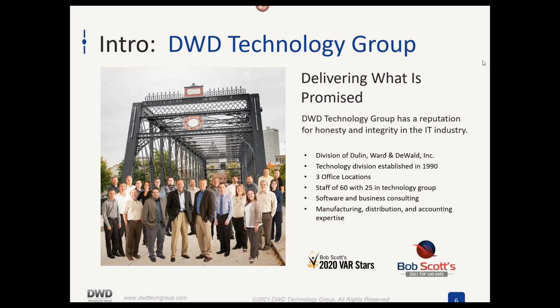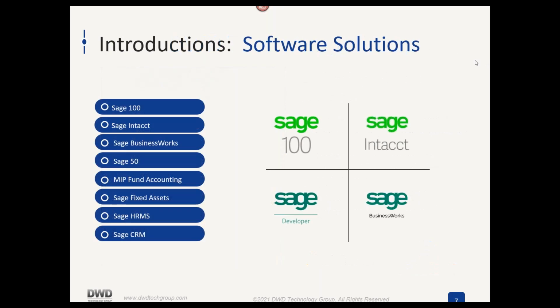The firm as a whole has approximately 60 to 65 employees, and about 25 of us are members of the technology group. We deal with software and business consulting, and our primary focuses happen to revolve around manufacturing, distribution, and general accounting expertise.